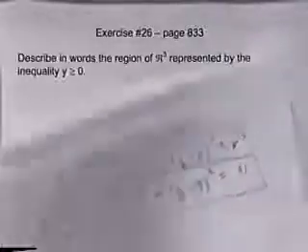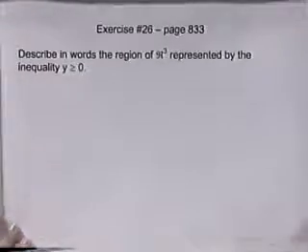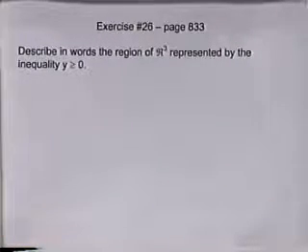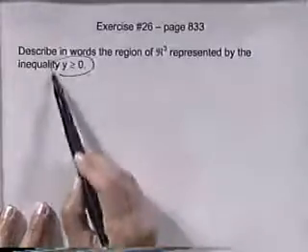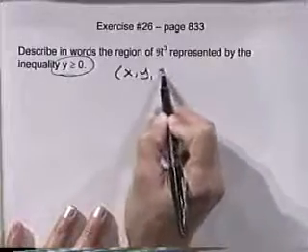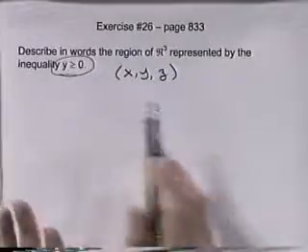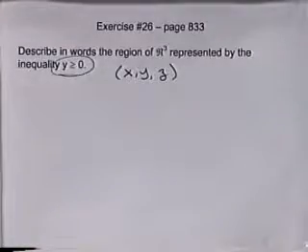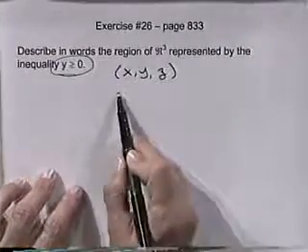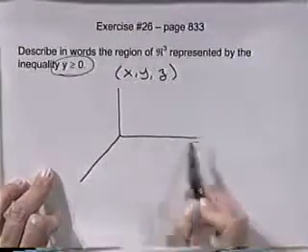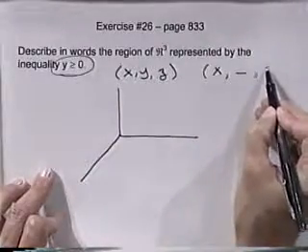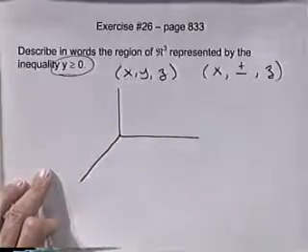Okay, just one more. Describe in words the region of R3 represented by the inequality y is greater than or equal to 0. Notice, when you plot points x, y, z, we're saying look at all the coordinates where the y coordinate is positive. X and z can be anything, but y has to be positive. Well, let's look.